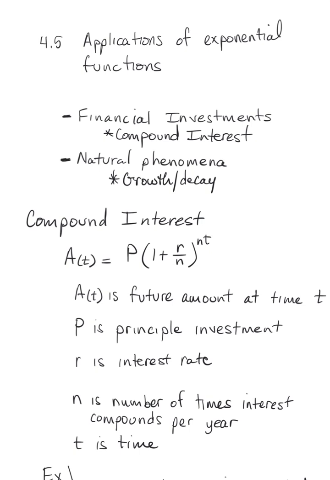The two types of applications we're going to look at in this section: financial applications and some naturally occurring phenomena. So financial investments, we're going to look at compound interest. And then we're going to look at some naturally occurring phenomena where things grow or decay at an exponential rate. So let's start with the financial part, compound interest.